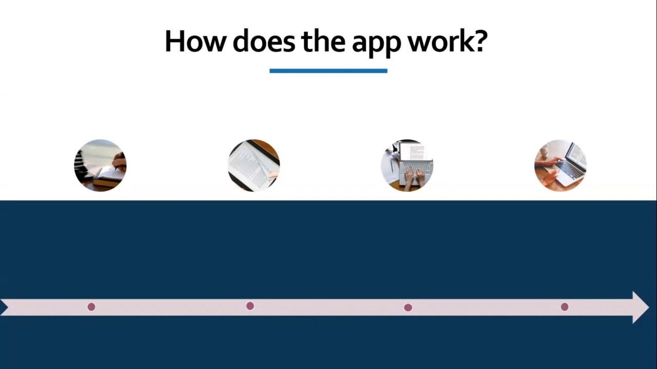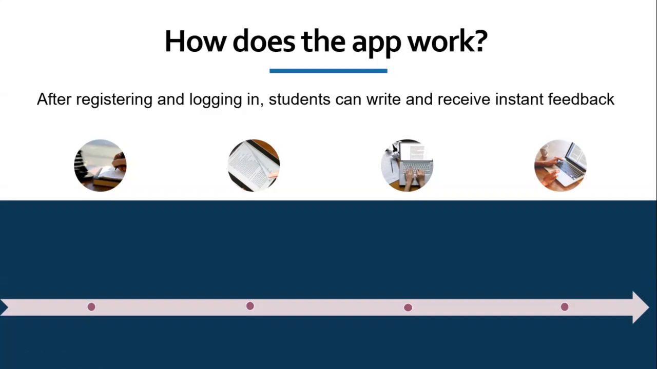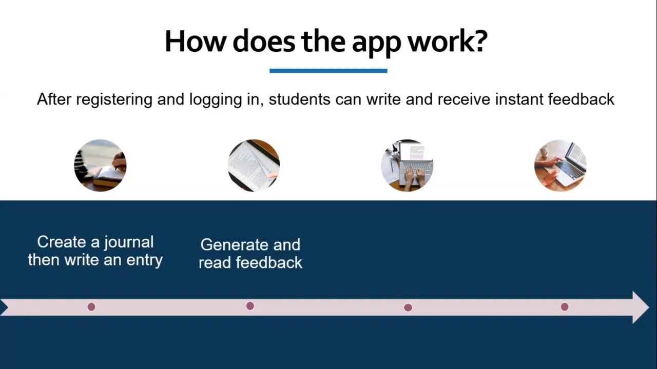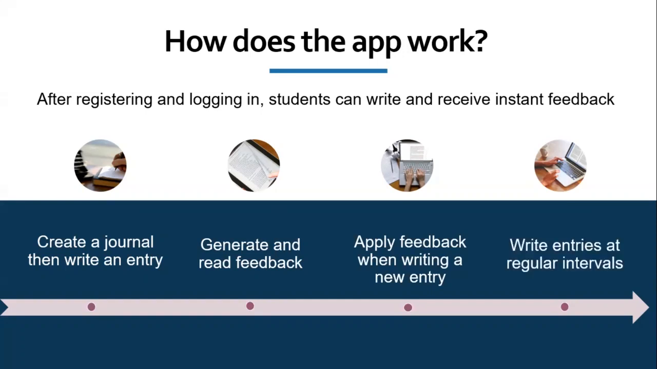I'll now run through a quick process on how to actually use the application. So, the first step involves registration to the website and logging in with the newly created details. From there, we then go on to create a journal to write an entry, and then we generate and read the feedback, and from there, apply that feedback when writing a new entry, and then continue to write new entries on a regular basis. Thank you for going through that, Sumedh.